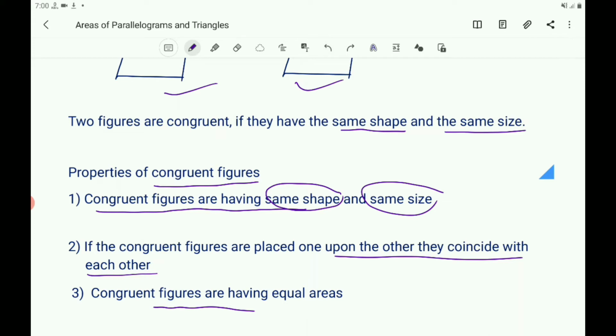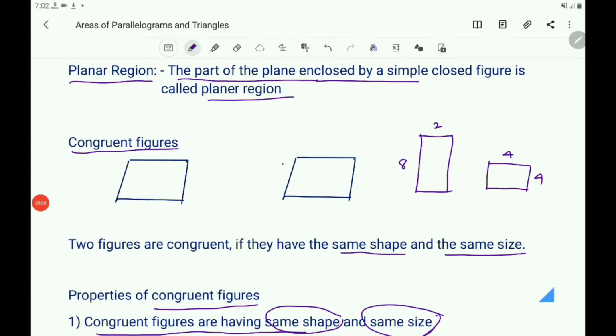And here, same shape means they must have the shape of triangles, or they must have the shape of quadrilaterals. That is the shape. And size means their corresponding parts must be equal. If they are placed one upon the other, they superimpose, meaning they coincide with each other. And also they have equal areas. These are the special properties of congruent figures. We can superimpose one figure over the other such that it will cover the other completely.